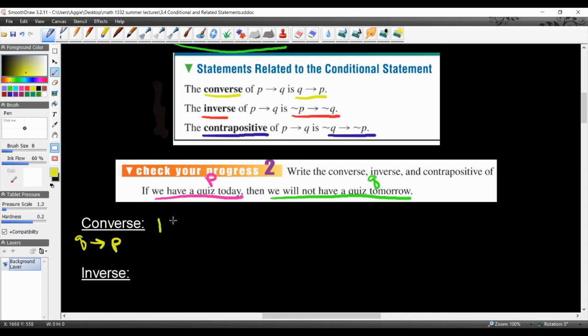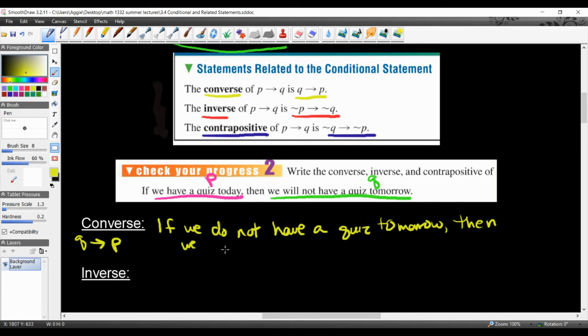So if we do not have a quiz tomorrow, I'm starting with the Q, then P: we will have a quiz today. That's pretty much it. I'm just switching the Q and the P. Okay, let's move on to the inverse.